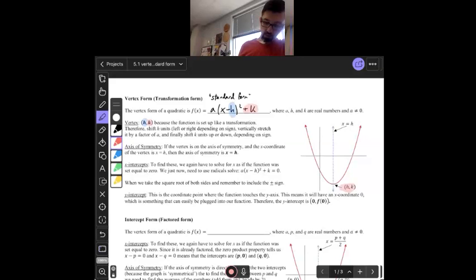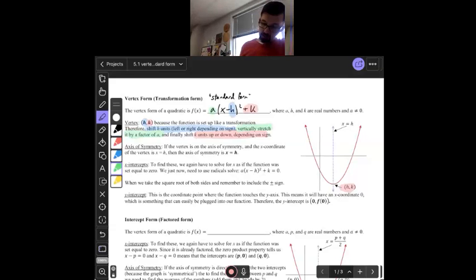Of course, it can sometimes be called transformation form because h controls those left and right shifts, and k controls those up and down shifts, so those transformations. And then a controls that vertical stretch, compression, reflection business. So seeing how it deals with the transformations, it might be called transformation form.